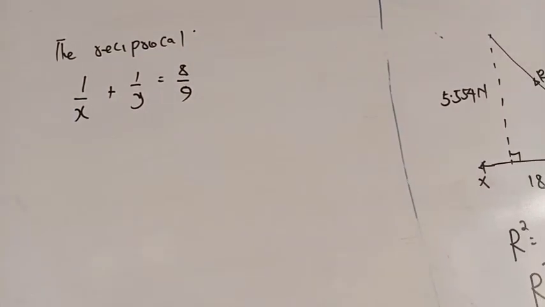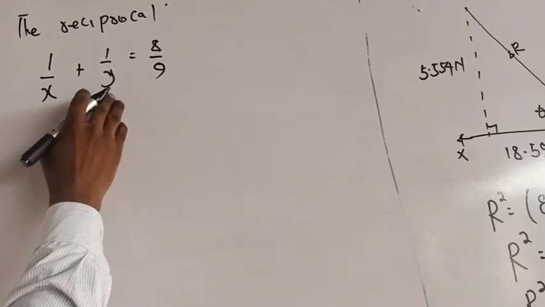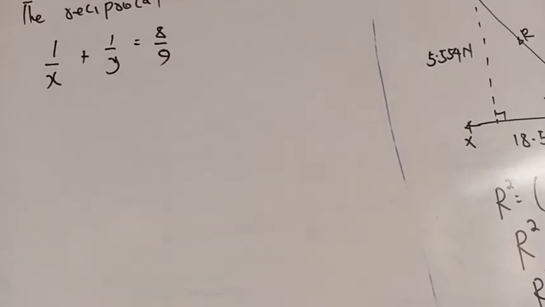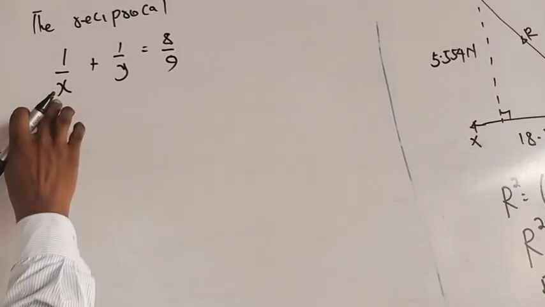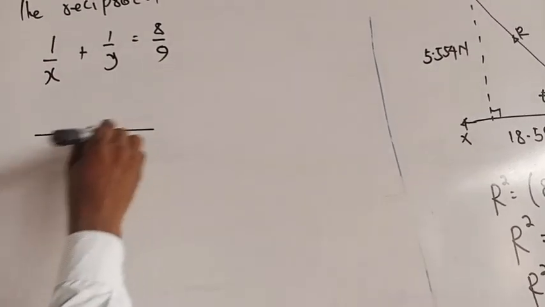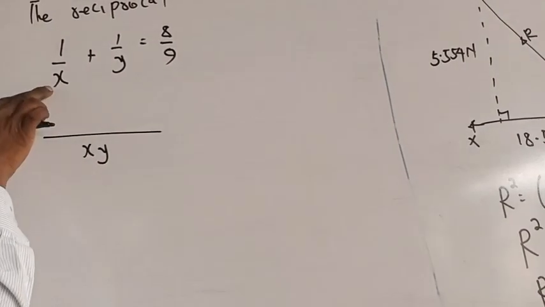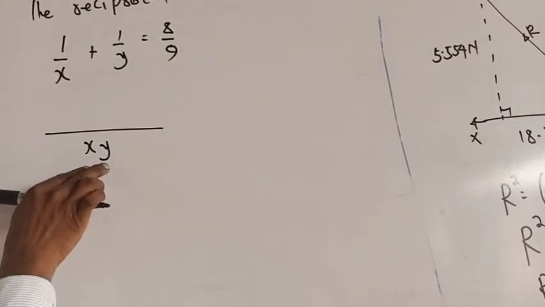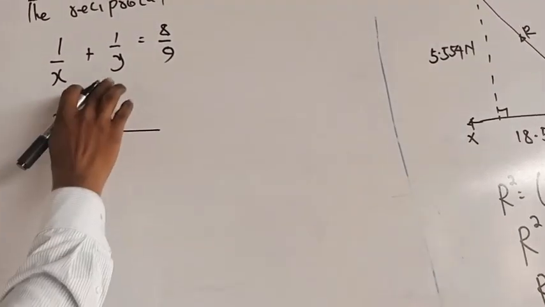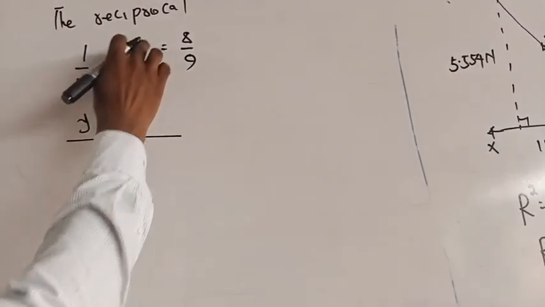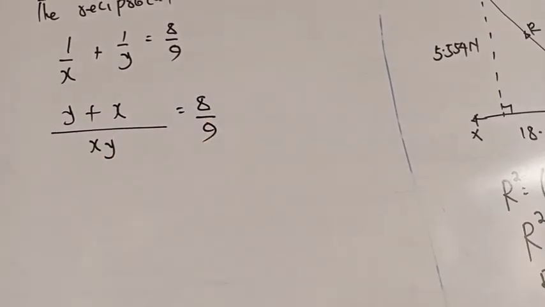So to simplify this, we take the LCM. This is a fraction, and this is a fraction. The best way to simplify fractions, if you're adding or subtracting them, is to take the LCM. The LCM of X and Y is simply XY. So XY divided by X is left with Y times 1, that will give us Y. XY divided by Y is left with X times 1, so we have Y plus X over XY equals 8/9.